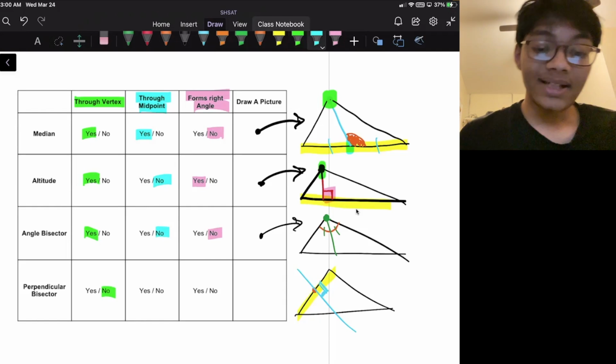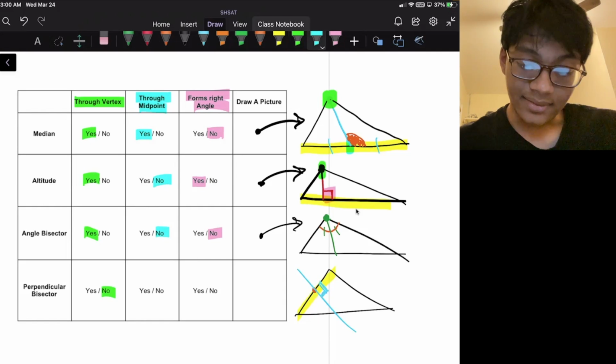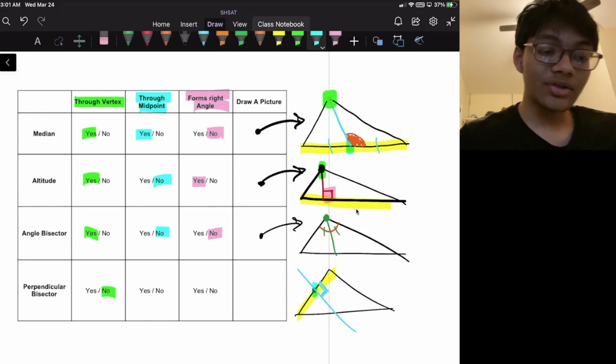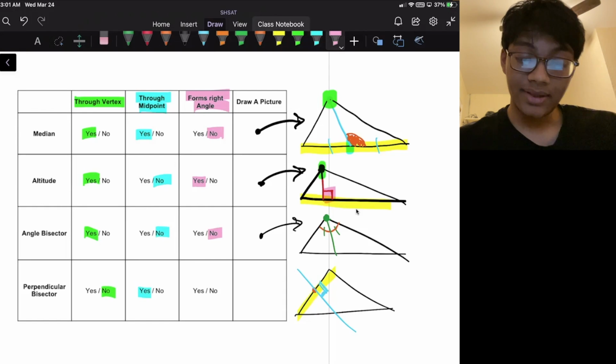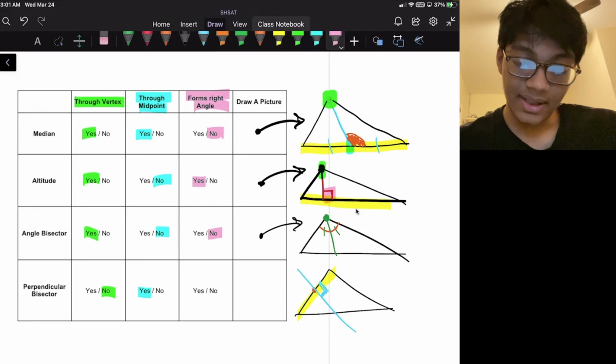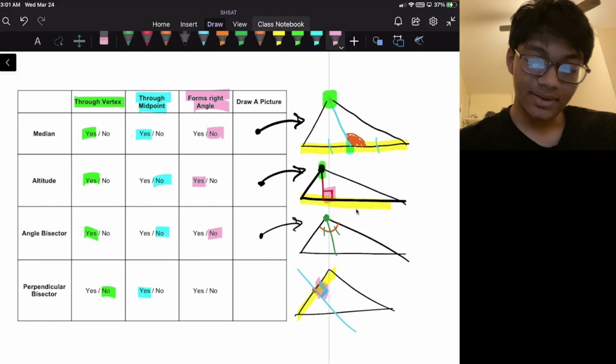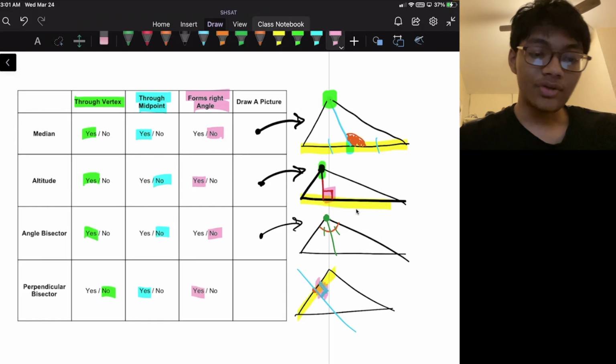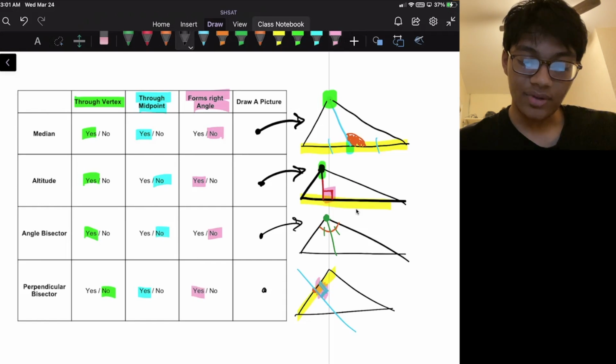Next one up, does it pass through the midpoint? Well, yeah, check it out. The perpendicular bisector chops the side in half, so it has to pass through the midpoint. Does it form a right angle? Well, yeah, that's why it's perpendicular, right? You can see that right angle right here. So yes. And draw a picture. Well, our picture is right here.